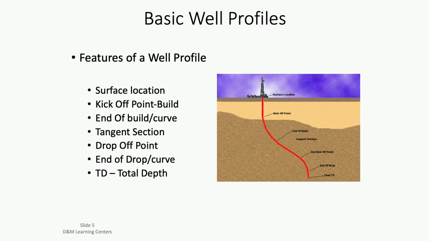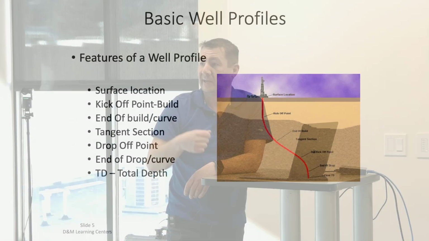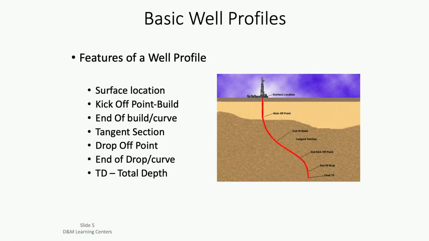So then at the end of the build, we'll start to build the curve, and then that's when we'll actually start to kick out. Then we'll get to a point where we get out to the tangent, and then we'll let gravity pull itself back down, and then we'll go back vertical again in this particular type of well. And that's the same as the end of the drop off or the end of the curve. And then once we get to the end of the well, that's what we call total depth. And that's when we'll pull everything back out, and that's when the frackers will come in.